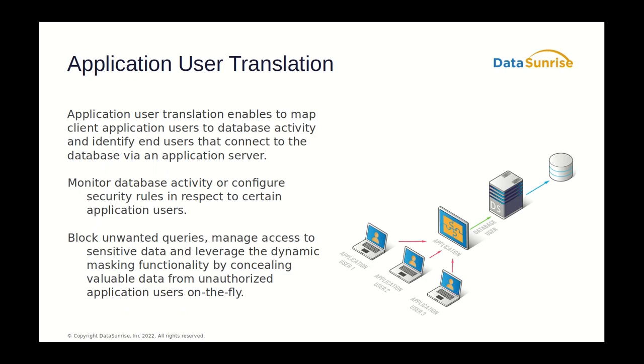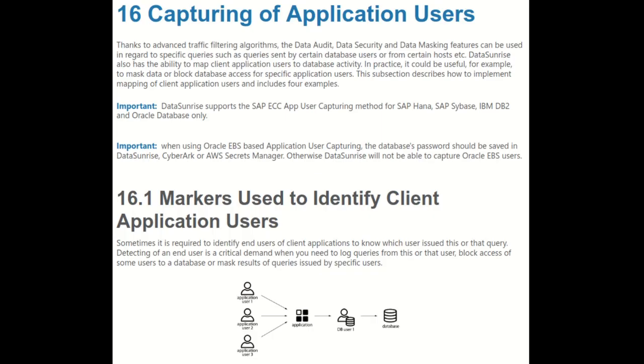Even if an application connects through Data Sunrise to the database instance with a single database user, Data Sunrise has several ways to identify application users. More information can be found in the user guide. Here's information on how Data Sunrise captures the application users. This is chapter 16, and it describes different methods or techniques.